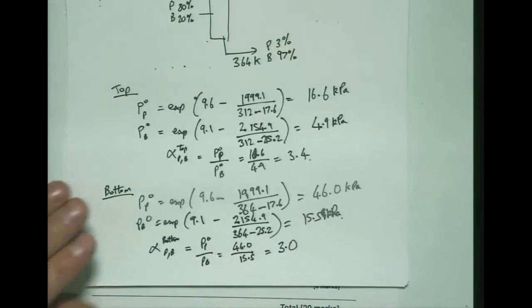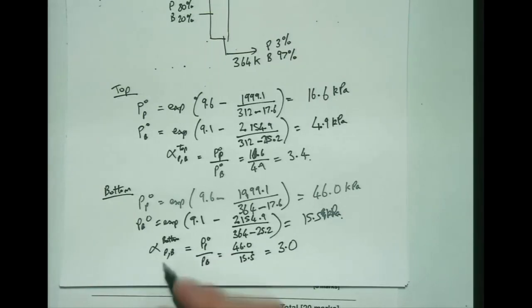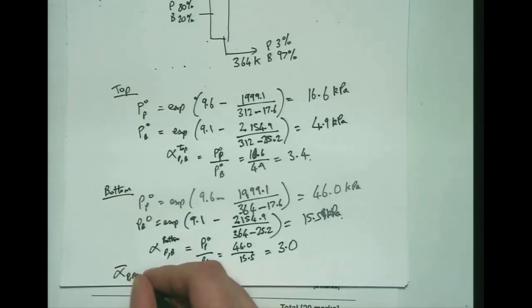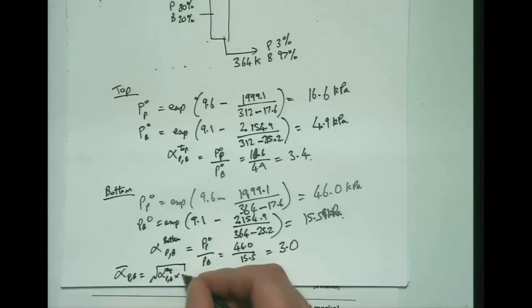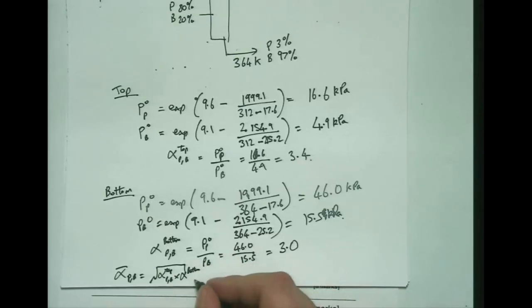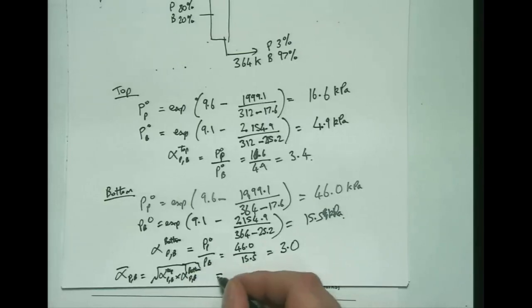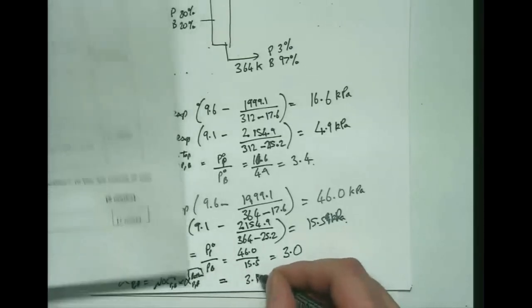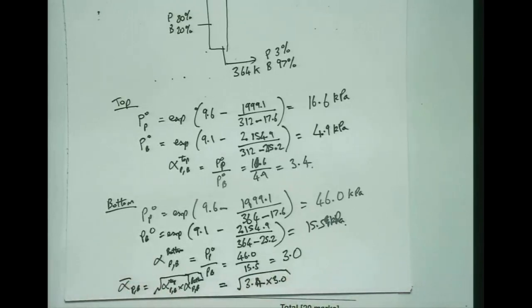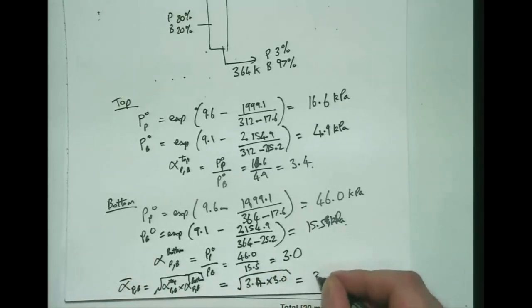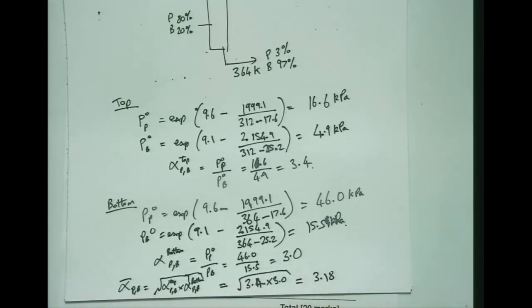And what it does is it asks us to calculate the average based on the top and the bottom. So we remember that our average we take as the square root of the top times by the bottom. Okay, so 3.4 at the top, 3 at the bottom. And that gives us an average relative volatility of 3.18. Okay, so does that make sense?